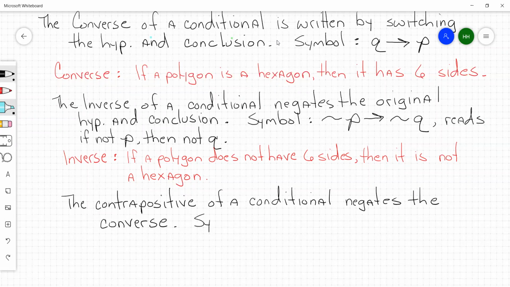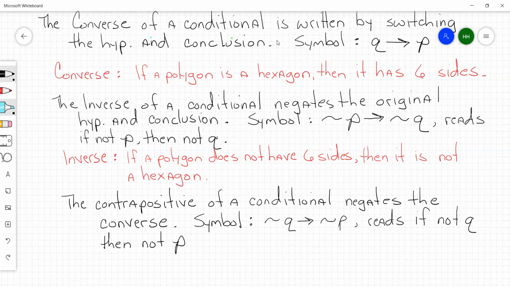So the symbol: we go back to the converse, which was Q arrow P, if Q then P, and we negate it. So if not Q, then not P is how it reads. That reads, if not Q, then not P.